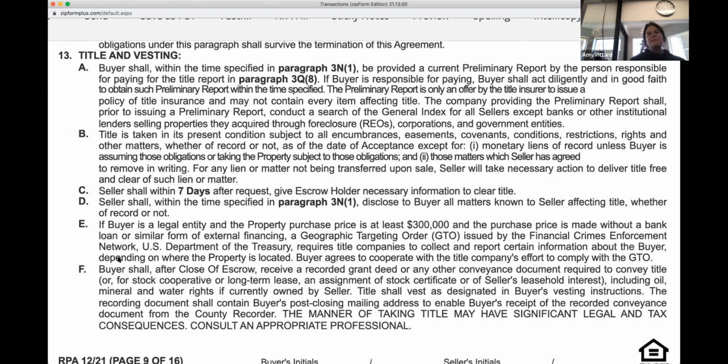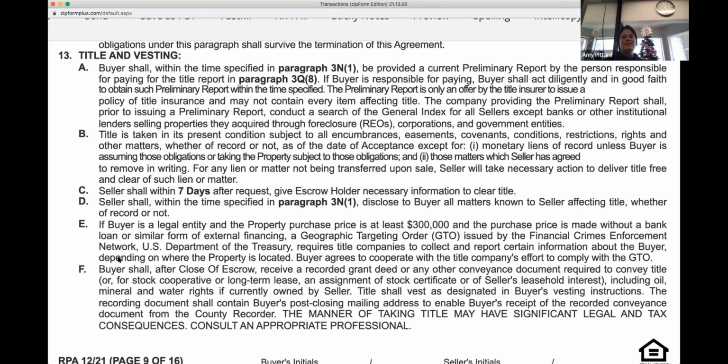Buyer shall, within the time specified in 3N1, just so everybody knows, we're kind of moving into the boring part of the contract now. Title investing: the buyer shall, within the time specified in 3N1, be provided with a current preliminary report by the person responsible for paying for the title report in paragraph 3Q8. In paragraph 3Q8, if the buyer is responsible for paying, buyer shall act diligently and in good faith to obtain such preliminary report within the time specified.